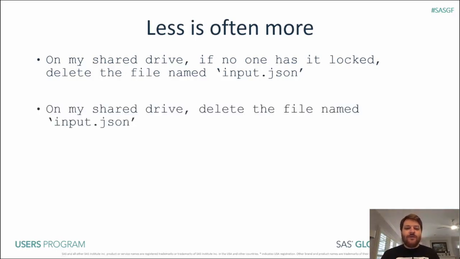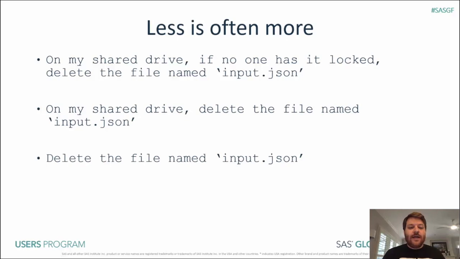So furthermore, if we start to peel back the layers of the onion, you could say, on my shared drive, delete the file named input.json. So this is a little more generic. Right now we're just talking about deleting a file named this, maybe on a shared drive. And as we peel it back more, delete the file named input.json, and then just delete the file.